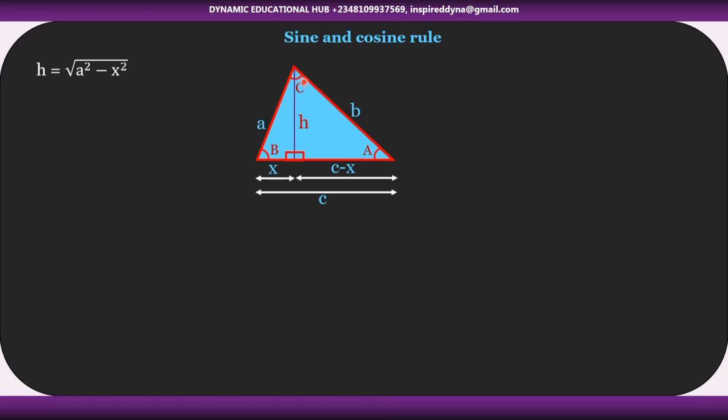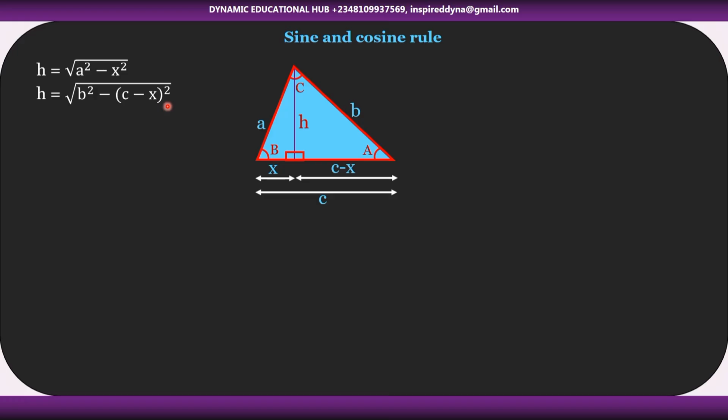Now coming to the other side for h, let's make it the subject of the formula using Pythagoras theorem again. h is double dating here. It is part of this triangle, also part of this triangle. So let's go ahead and do that. Now h here is also what? The square root of b squared, your hypotenuse squared, minus c minus x squared. This side here to here, c minus x squared.